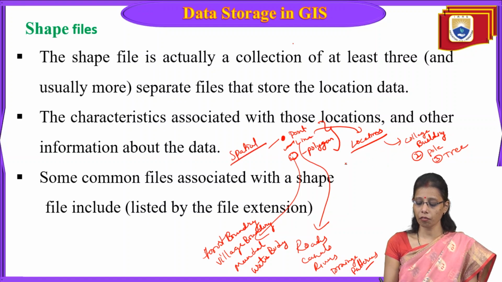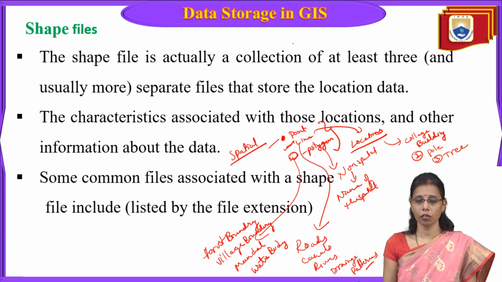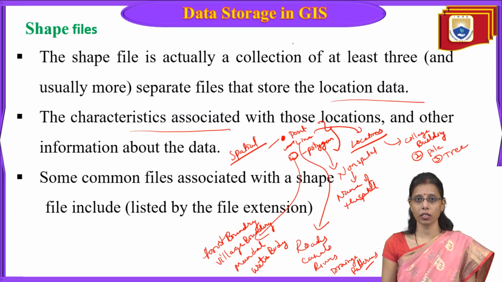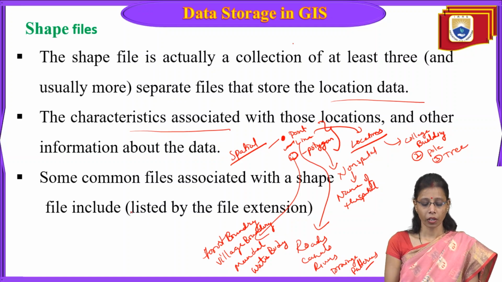So what is non-spatial information? The name of that. Non-spatial is the name of the spatial, the information about the spatial. The shapefile is actually a collection of at least three and usually more separate files that store the location data, the characteristics associated with those locations, and other information about the data. Some common files associated with shapefiles are listed by file extension.